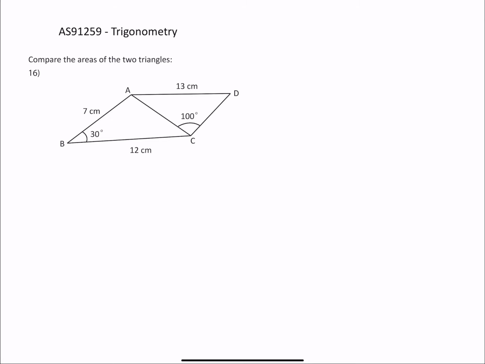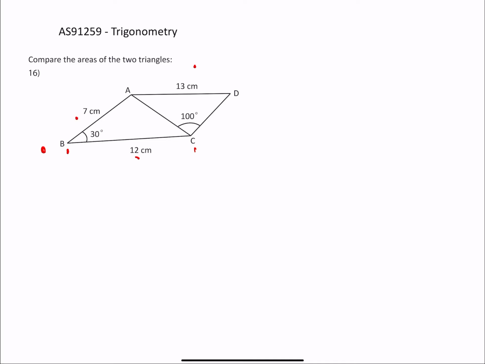Looking at this shape here, it's wanting you to compare the two areas of the triangles to one another. So you need to work out the area of both triangles and then say which one is bigger. With the shapes that you currently have, you can find the area of this shape here, because you've got the two sides and the angle between. But over here, this other shape ADC, you've only got one side and one angle. And with trigonometry, you can't do anything without three pieces of information.